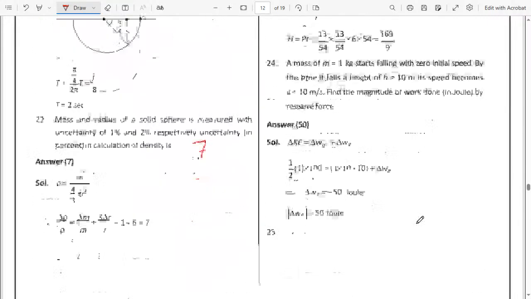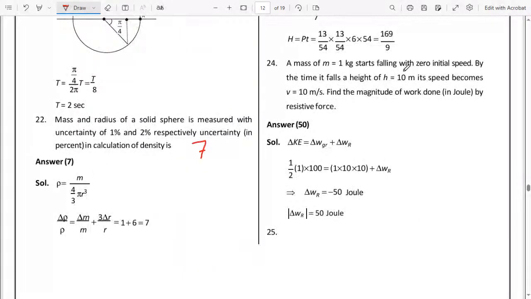Right. A mass of m equal to 1 kg starts falling with 0 initial speed. By the time it falls a height of h equal to 10 meters, its velocity becomes 10 meters per second. Find the magnitude of work done in joules by resistive force. The answer is 50. You can straight away calculate this 50. Right? So 50 joules you are going to get, students.